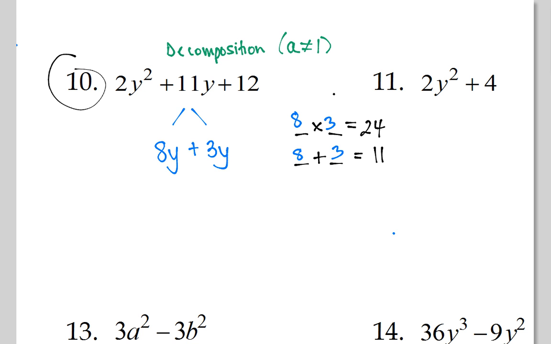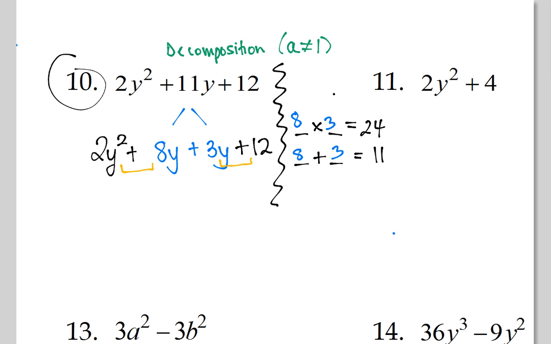Do I do anything to the front and the back? Good. So you got 2y squared and a plus 12. Okay? So now what do we do? We put them in groups. And what do we do with those groups? You take out a common factor.